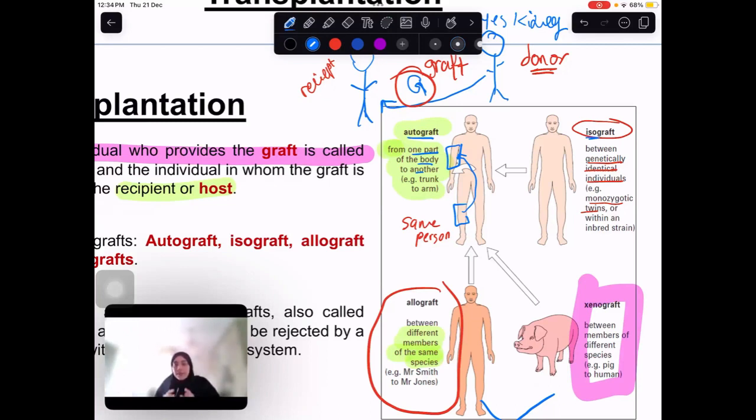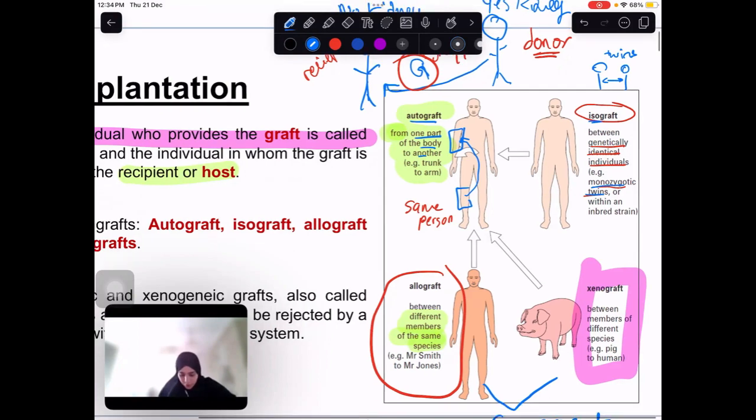And the isograft is going to be between genetically identical individuals. It's basically the monozygotic twins. This is the main example. So isograft is between monozygotic twins. Two twins, they're going to be donating between each other. They're twins, and they're monozygotic because they are genetically identical. If they were dizygotic, it won't work. Because as we know, dizygotic, they are genetically different. So this example is monozygotic twins.